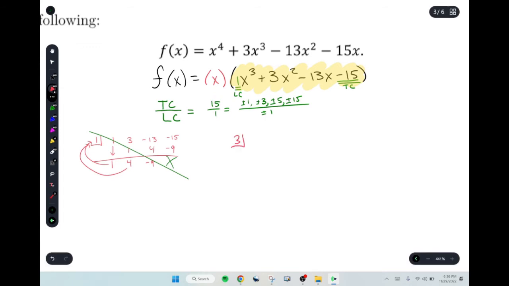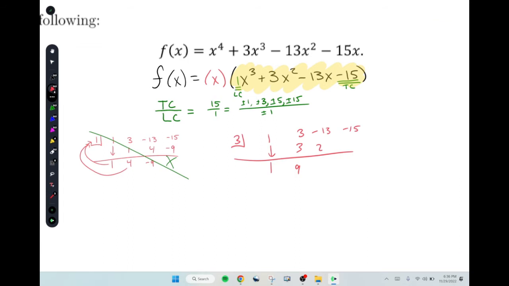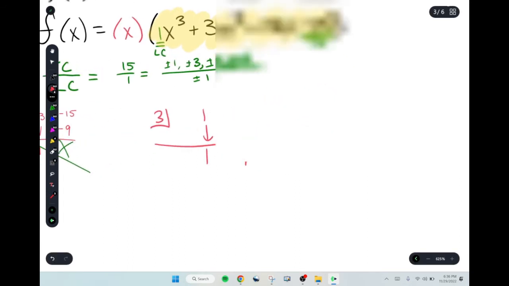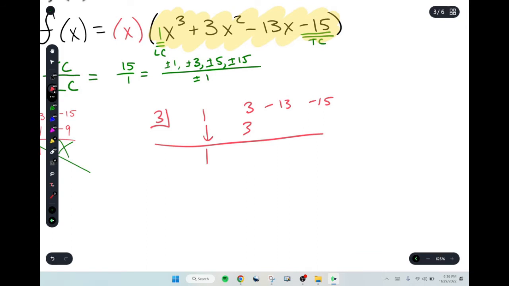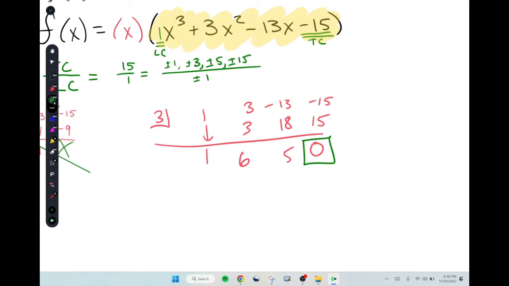So 3, backwards L, 1, 3, negative 13, negative 15. Drop down the 1. You get 3, 9, 20. Whoa, did I go too fast? No? Yes? 27. Did I mess up? That's 6. I'm dumb. 6. I need 18, negative 5. 15. 0. That 0 is the important thing right there.